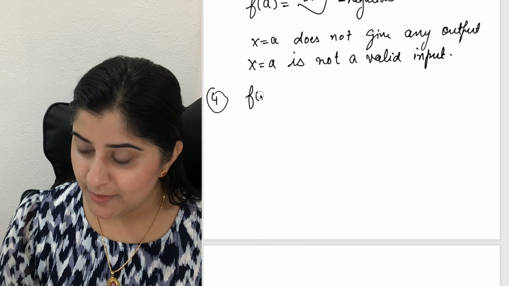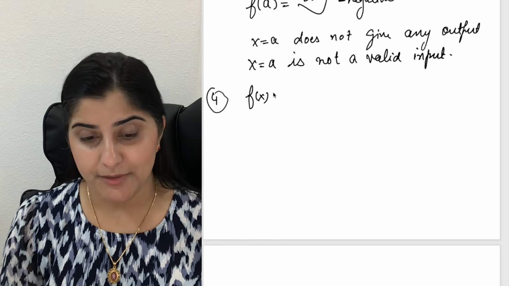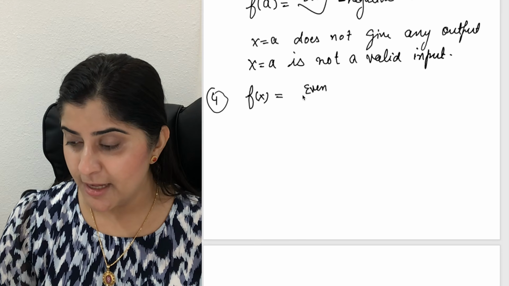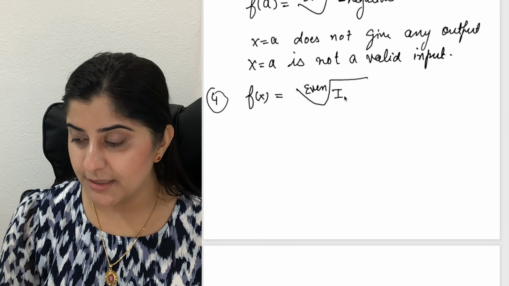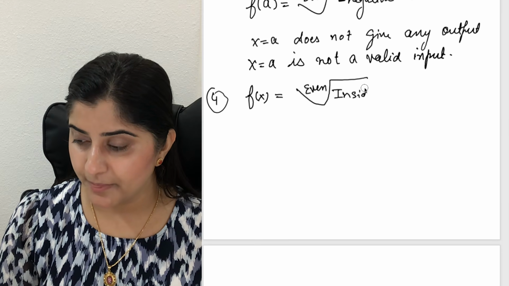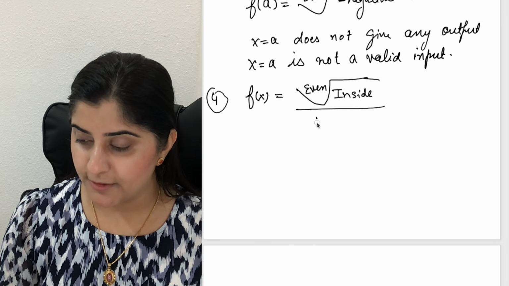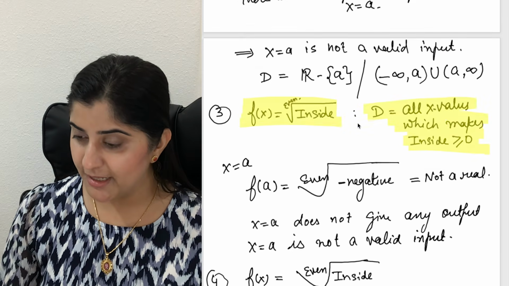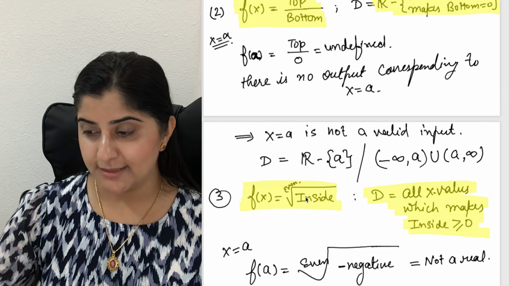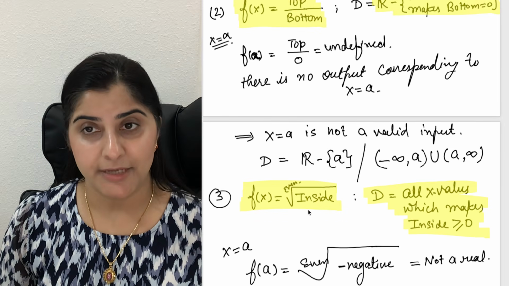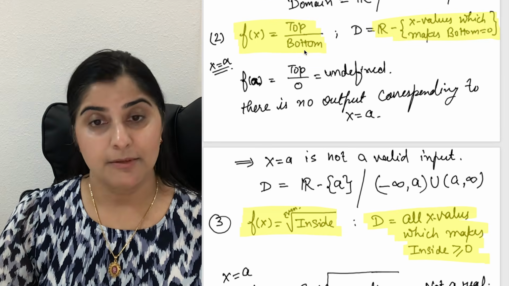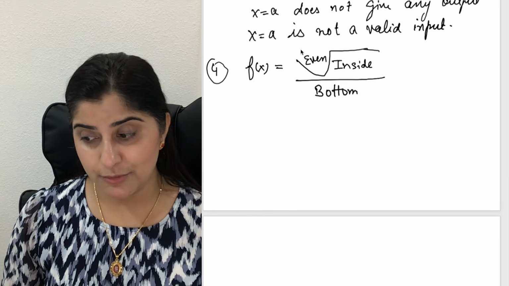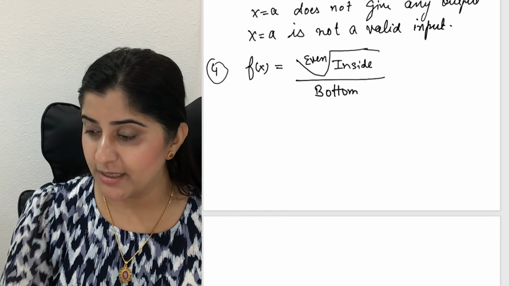So let's now include the fraction with the even root. Suppose we have a fraction with the even root on the top and we have the bottom. Now we are including 2 and 3 together, if you have the even root as well and the fraction as well in the function. So we have two things we have to take care of. So what are those two things?